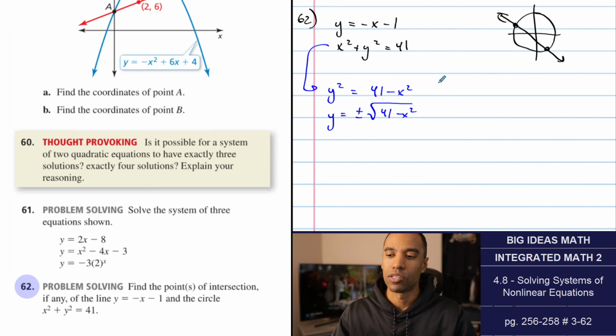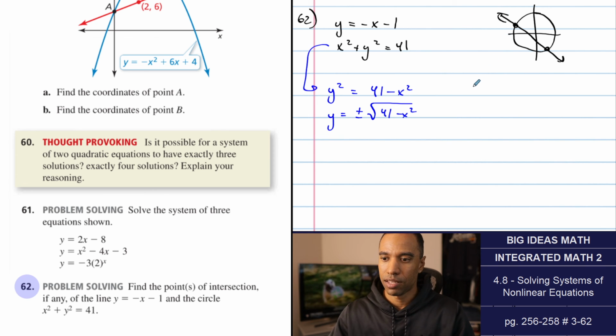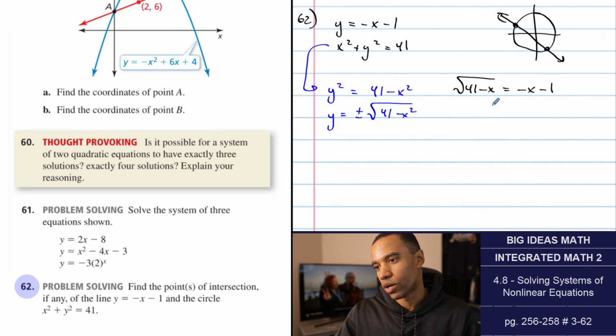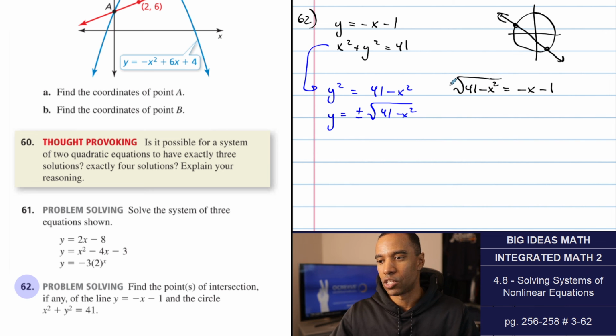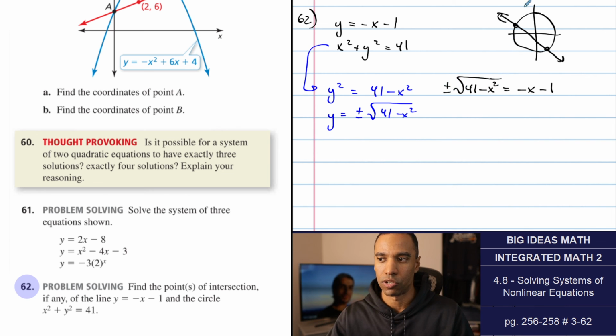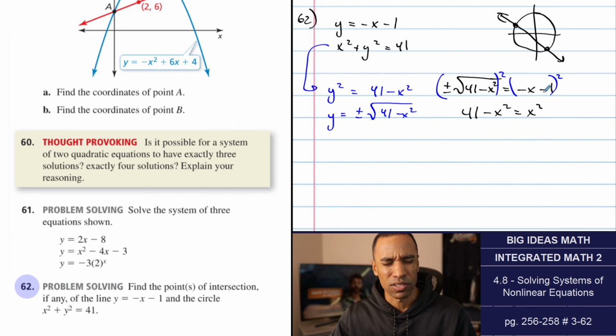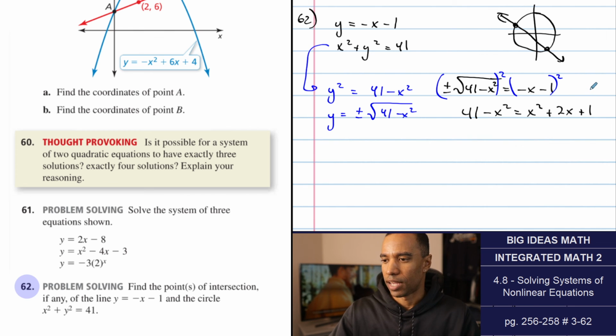No pun intended. So let's see when the square root of 41 minus x squared equals negative x minus 1. When negative does, we're going to get the same result, because the first thing I'm going to do here is square both sides of this. If I square both sides, then I get 41 minus x squared equals, and this is a negative x minus 1 squared. It's hard when they're negatives for me to think about what that is. I think it's still x squared plus 2x plus 1.